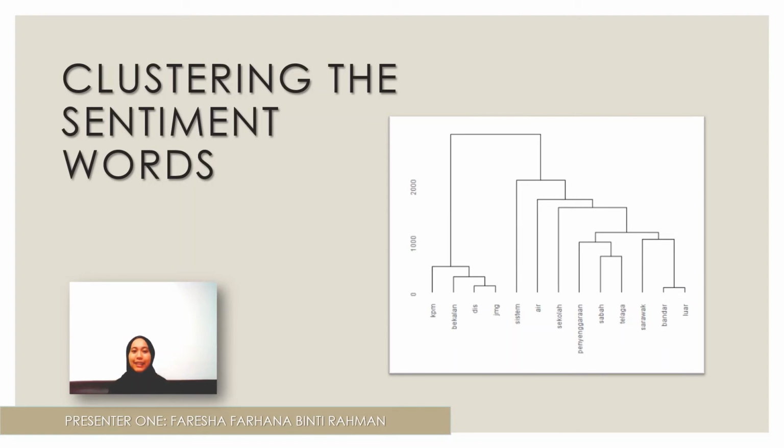The next section is clustering the sentiment words. To cluster the sentiment words, we are using the dendrogram. Based on the dendrogram, we can see that there are two main clusters in this report. Cluster 1 consists of KPM, bekalan, BIS, and JMG. And cluster 2 consists of the words sistem, air, sekolah, penyelenggaraan, Sabah, Telaga, Sarawak, bandar and luar bandar.